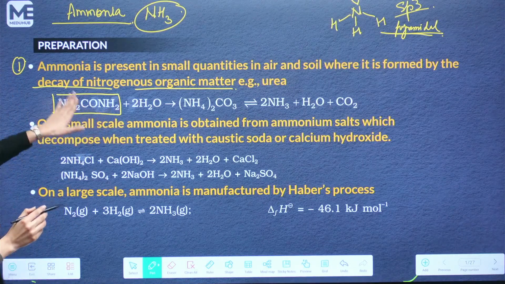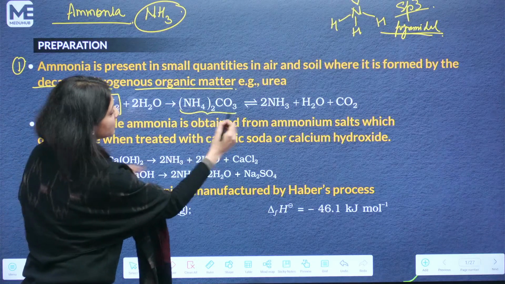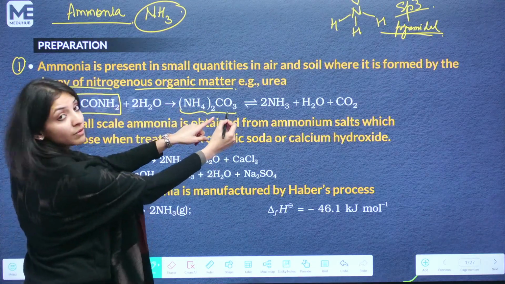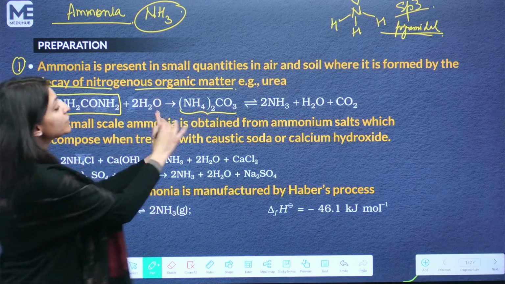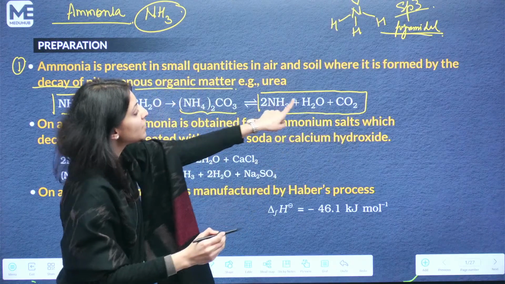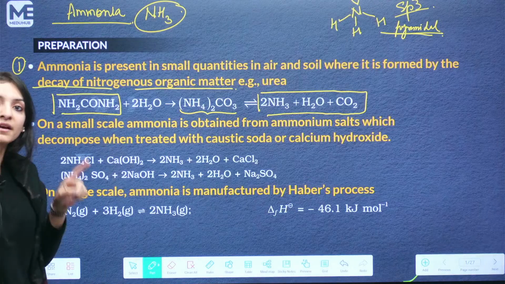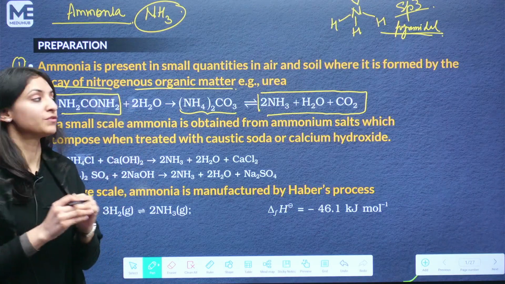NH2CONH2. Urea on decay with water gives us ammonium carbonate first, (NH4)2CO3. This is ammonium carbonate, which further gives us the final decay products, which are ammonia, water and carbon dioxide. So this is the first method by which ammonia is prepared biologically in the atmosphere.